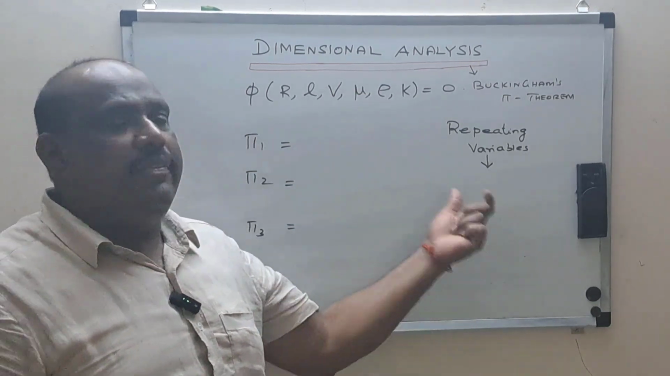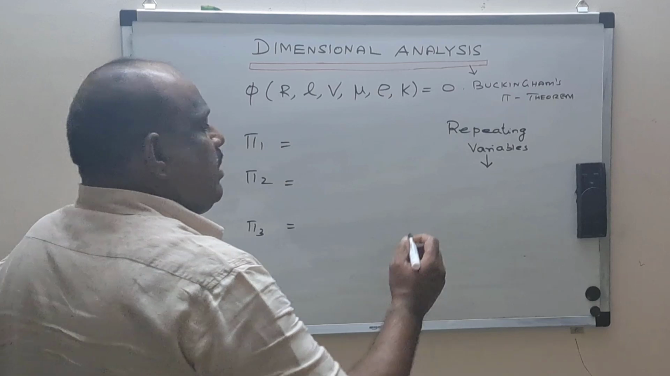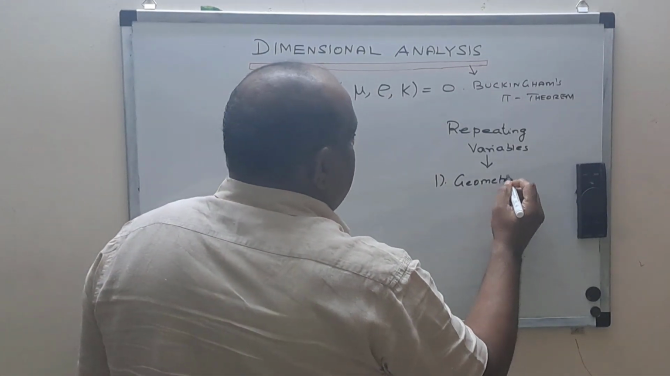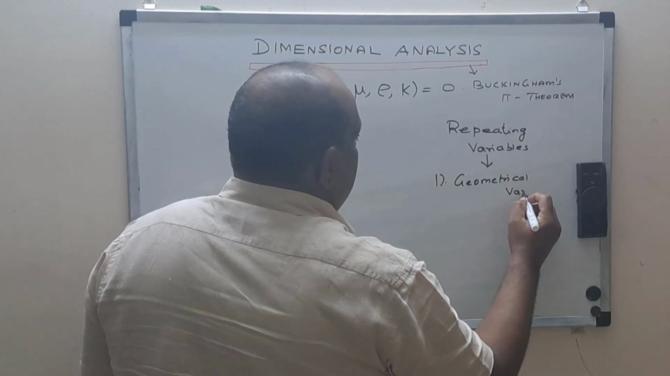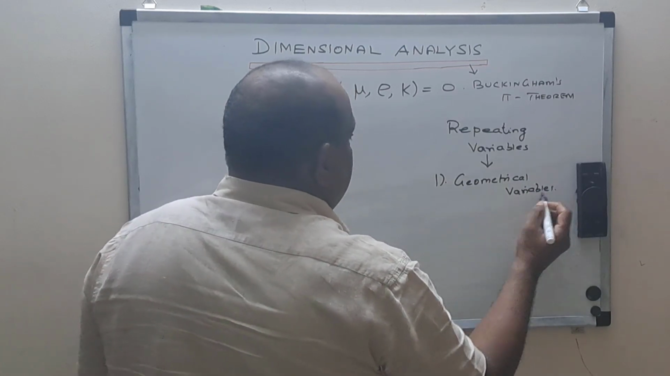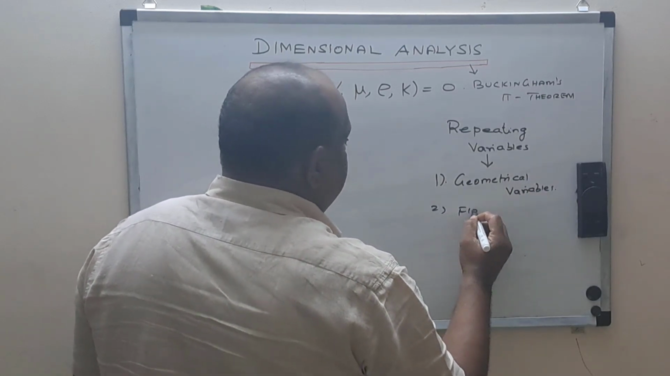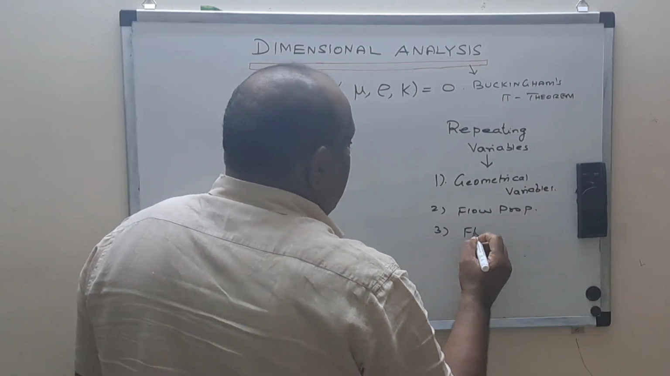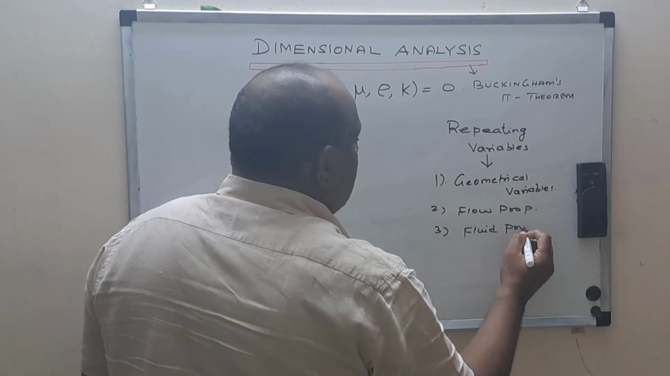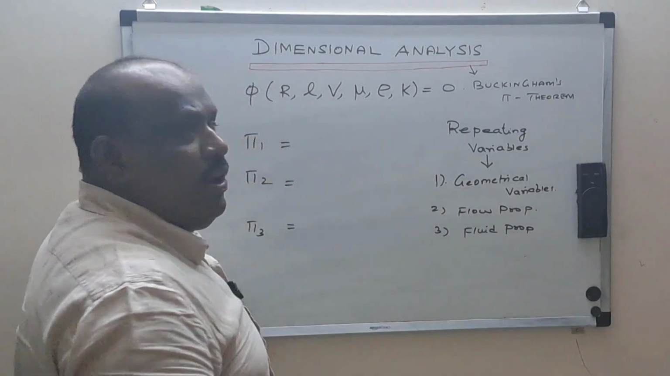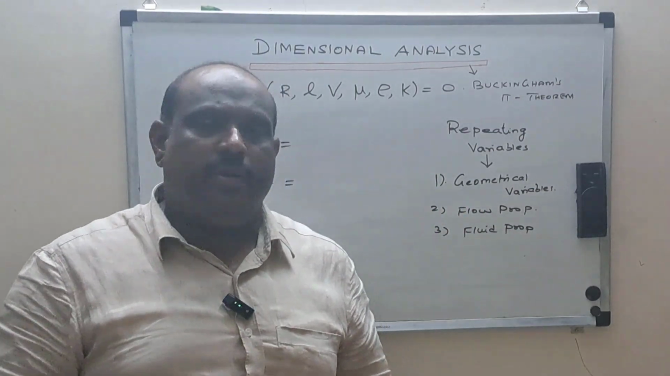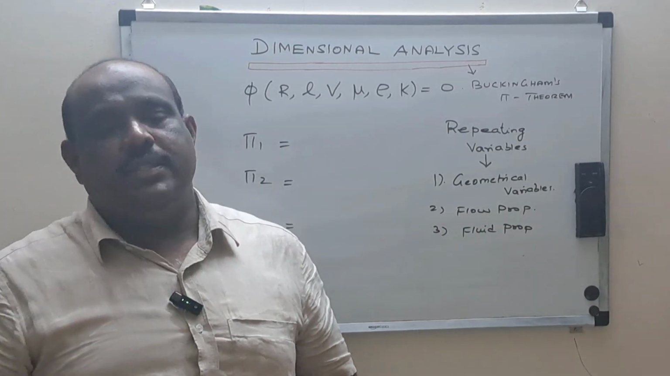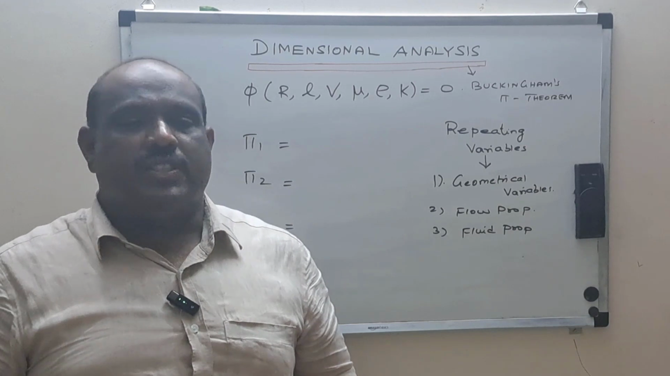Then how to choose the repeating variables? Repeating variables should be chosen based on geometrical variable or property. The second is the flow property. The third one is nothing but the fluid property. So we have to give importance to each one of these to form the repeating variables. So the number of repeating variables should be 3. Out of these 3 variables, it should not be the dependent variable. That is the first condition.